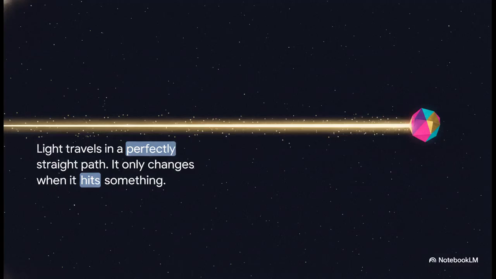Okay, so before we can get to all the cool bending and bouncing, we have to get one thing straight. Literally. The number one rule of light is that it travels in a perfectly straight line, as long as it's moving through the same stuff, like air or empty space. This is our baseline. It's only when light hits something new that the real fun begins.